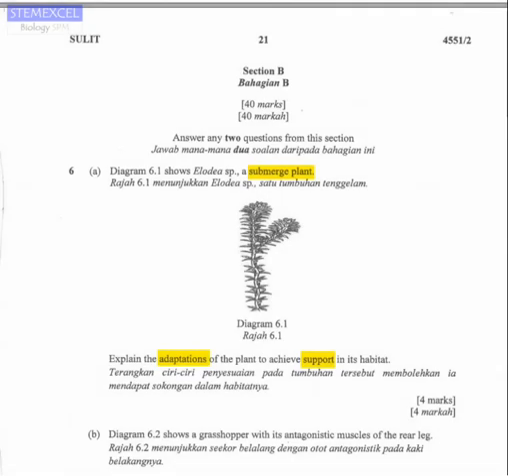Welcome. We are now in section B in paper 2 from MRSM, and this is question 6. It is asking you to show the adaptations of this plant, which is an aquatic plant, and how it achieved support in its habitat, and there are 4 marks for this. Basically there are 4 important points regarding the adaptations that you need to remember.